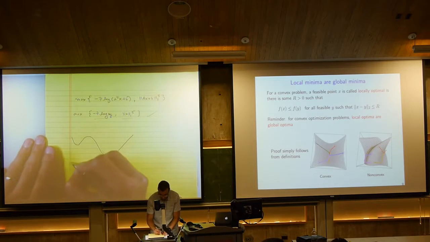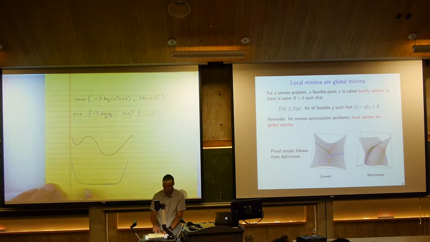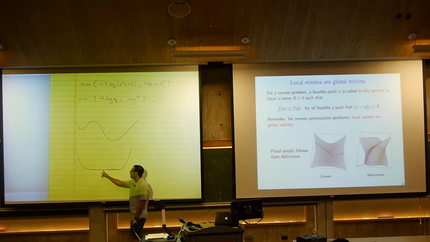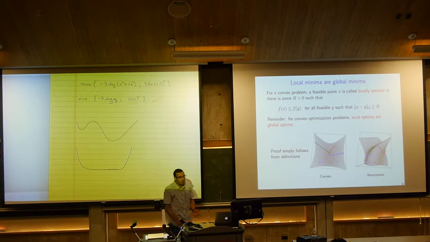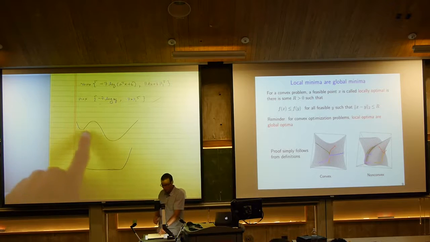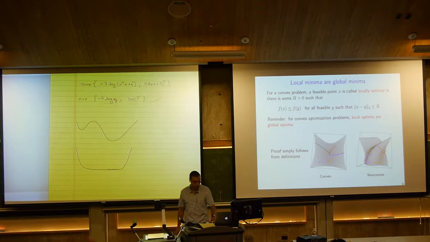For example, here's a convex function that does not have a unique minimizer. I'm trying to make the function flat here. It's minimized at any value in here, and each of these is globally optimal. So don't confuse the idea that a convex problem doesn't have a strict local optimum with uniqueness. Those are two separate claims.